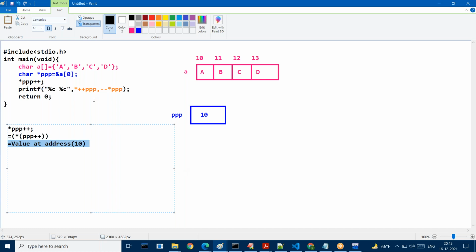But the problem with this statement is that I'm not printing it. So it will just evaluate it. That's it. Nowhere will it be printed. Just the value at address 10 is evaluated. What is that? A. But I'm not going to do anything with that A, because it is not going to be printed.